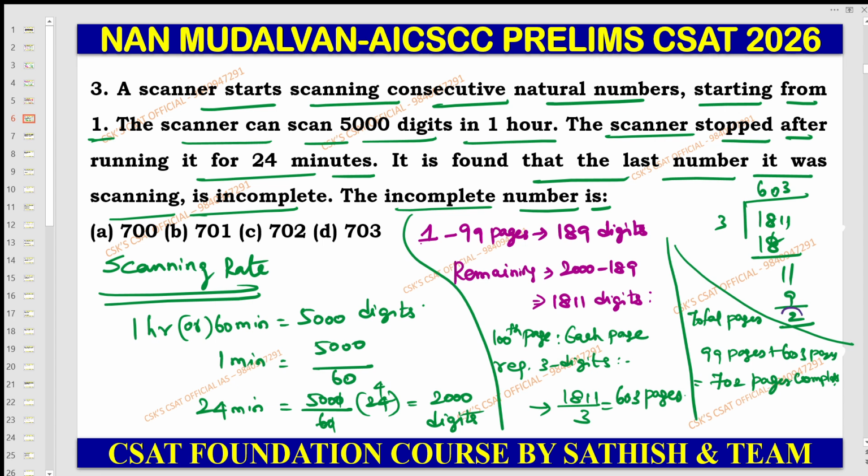This 2 digit is left out. It is typed or scanned only 70 of the 703rd page. So in the 703rd page, only 70 is scanned. So this is the incomplete one. Understood? So the incomplete number here is nothing but 703. Everyone understood this one? Everyone able to get it?